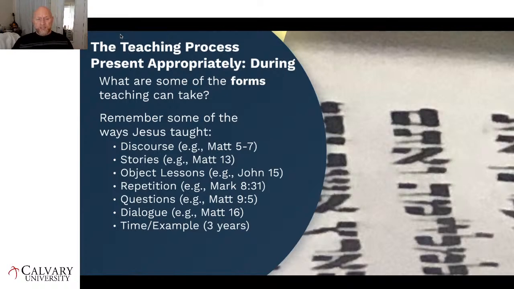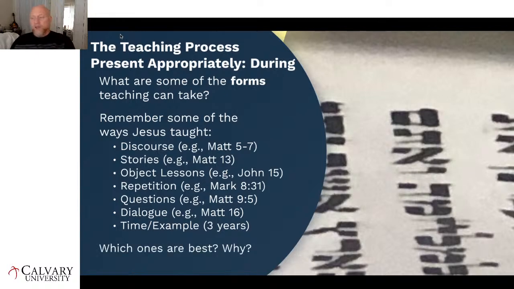And just his time and his example: he spent 3 years at least with these disciples, and really he came to die and rise from the dead. He could have done that in a week. He could have done that in less than a week, but he chose to teach, to spend time with these disciples and serve as the best example ever to them over a period of 3 years. And so this is just a short list of things that came to my mind about how Jesus taught.